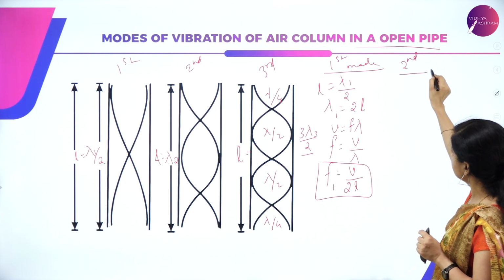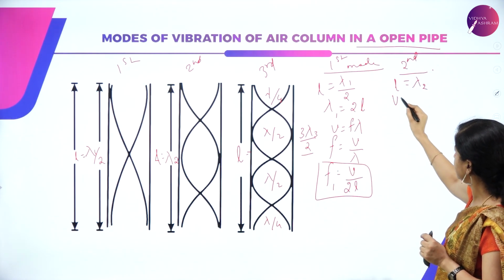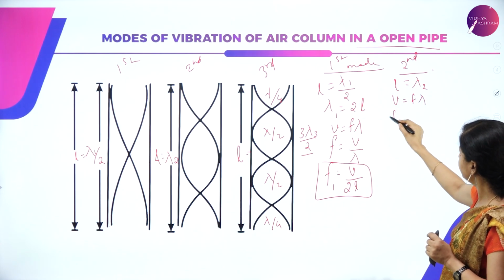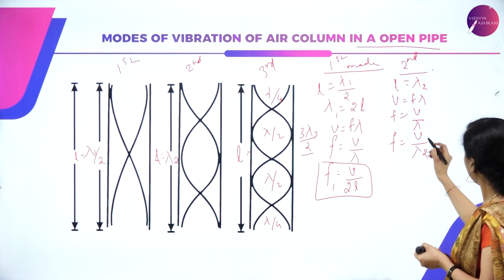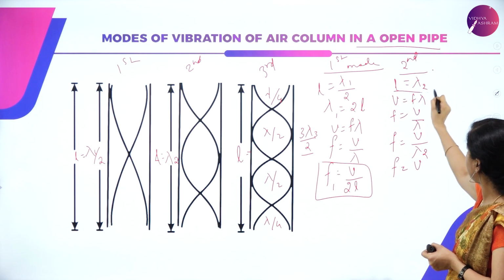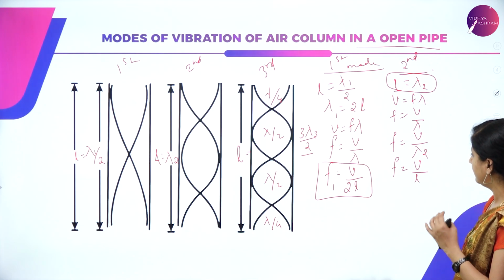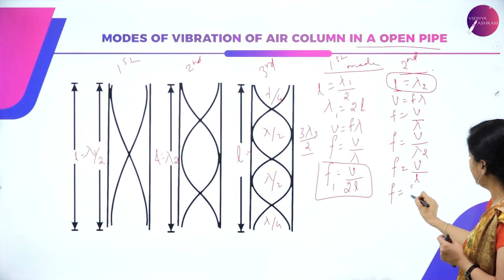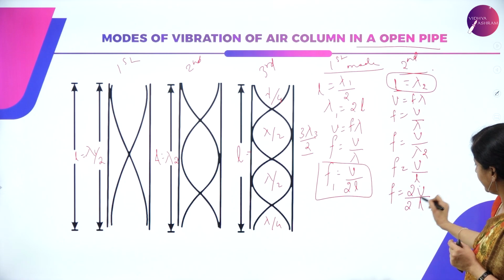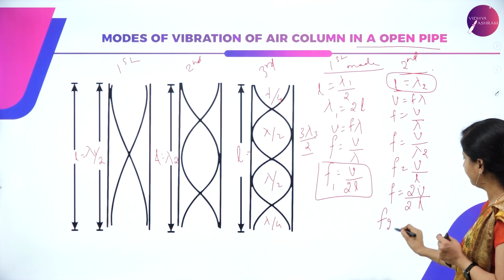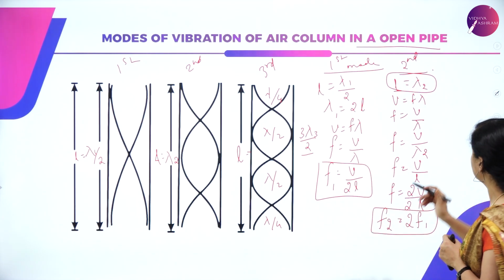Similarly for second mode, the length is nothing but lambda 2. Now we have V is equal to F lambda and F is equal to V by lambda. So F is equal to V divided by lambda 2, which is V divided by L. Since we have to represent this in terms of integral mode, we can write it as F is equal to, multiplying 2 on both the numerator and denominator, 2V divided by 2L. But what is V divided by 2L? It is F1. So here we can write F2 is equal to 2 into F1, so that it can be represented in integral modes of vibration.